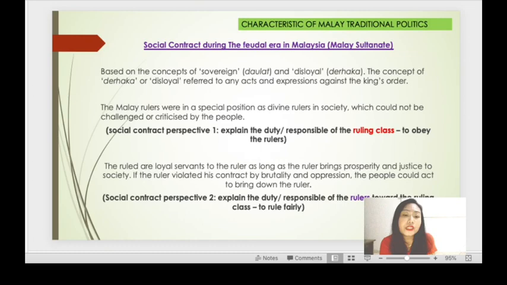The duty of the ruler is seen as having the obligation to rule fairly. As for the ruled class, they have the responsibility to obey the ruler of the country.